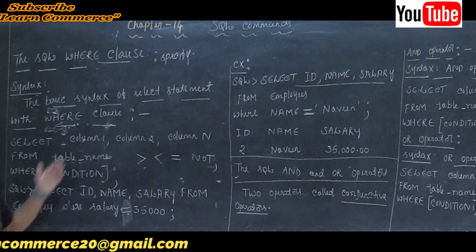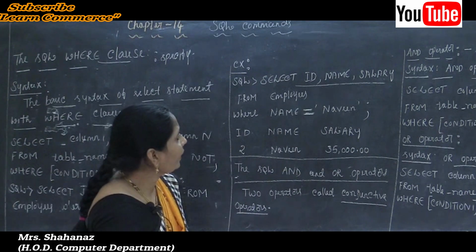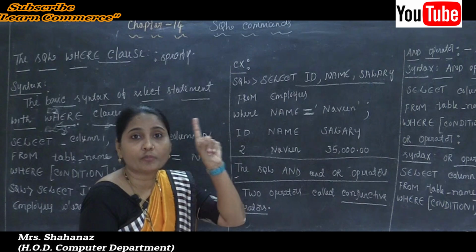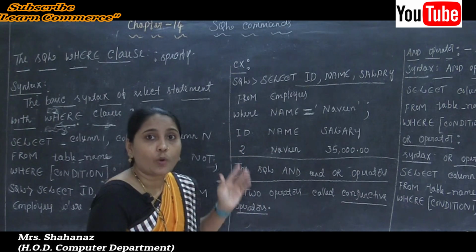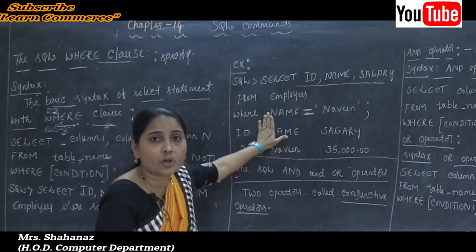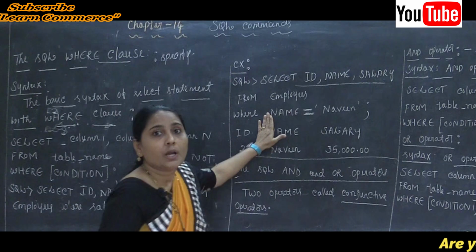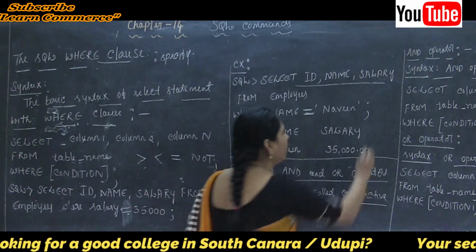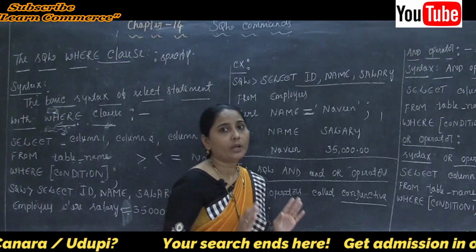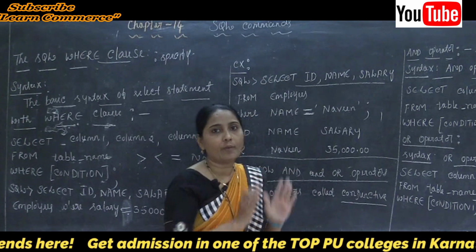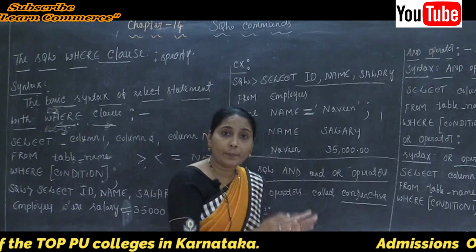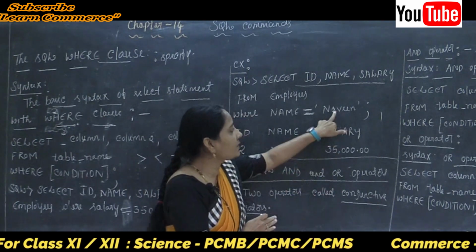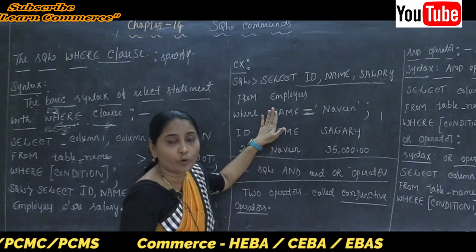But the important note in this example is that Naveen is a group of characters. Why? Because a string is a group of characters. So it is important to note that a group of characters is called a string and should be enclosed in single quotes. Any numeric value should be given without any quote, but any group of characters, a string, is enclosed in single quotes. Clear this point? This is the most important note in our SQL command.